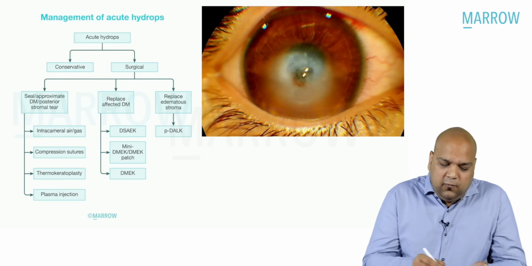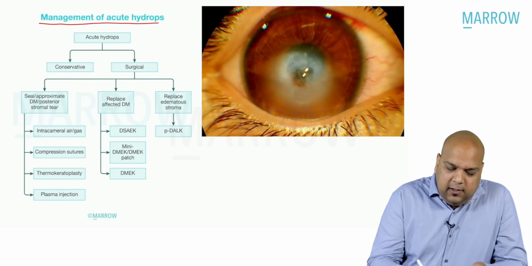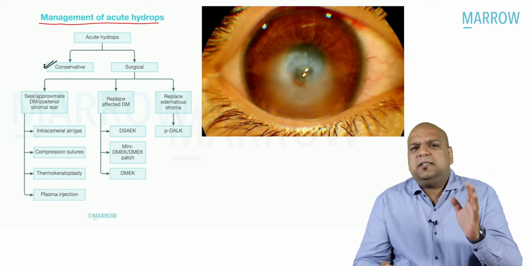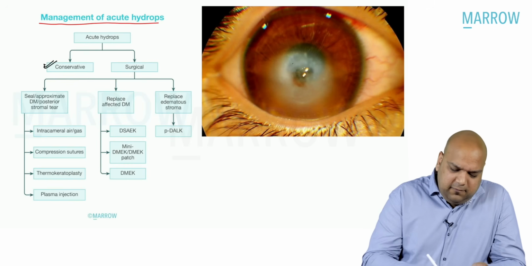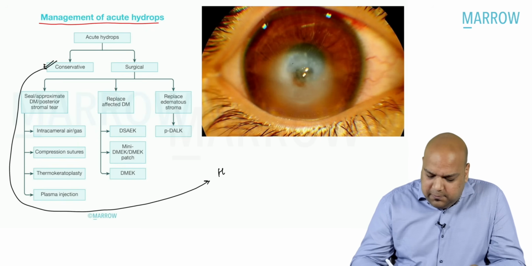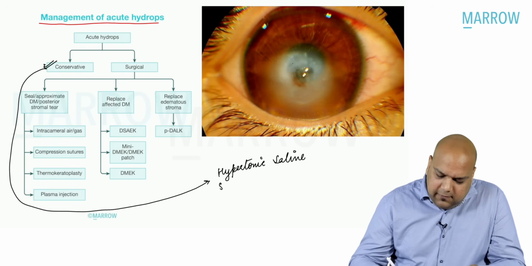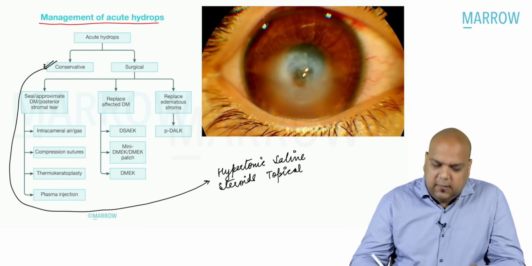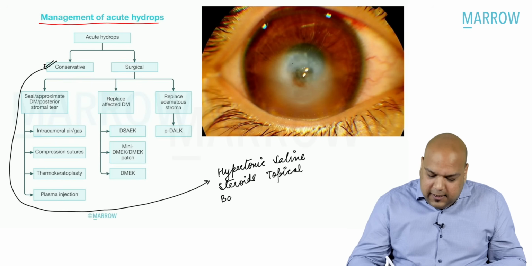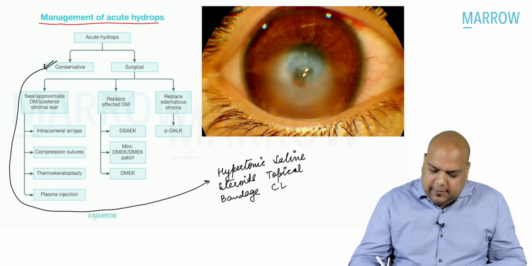Okay. Now, what is the management of acute hydrops? Management of acute hydrops says either it can be conservative. Most cases are managed conservatively, first of all. So what is conservative management? Conservative management says basic things. Hypertonic saline. Decrease the inflammation by giving topical steroids. Okay, this is what we are doing. To put pressure and prevent the perforation, place a bandage contact lens.